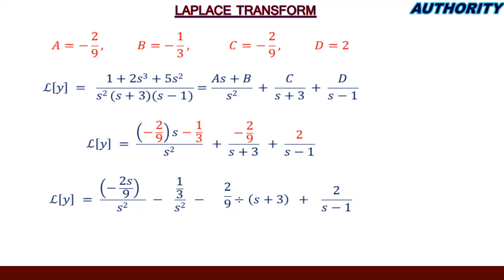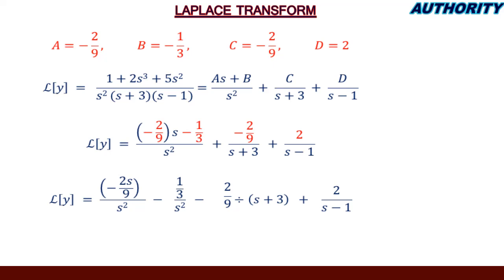And then we have plus. In this place where we have minus 2 all over 9 all over s plus 3, it is the same as saying minus 2 all over 9 divided by s plus 3. Then we have plus 2 all over s minus 1. All right? Yes. Now let's go.